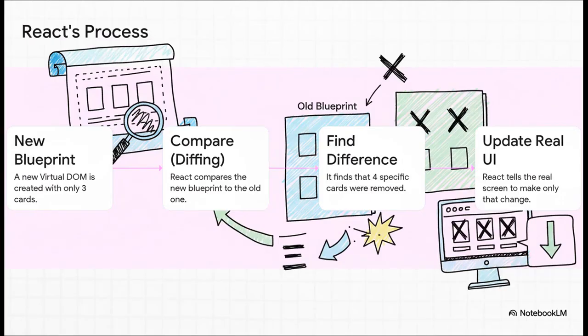So here's the secret process laid bare. First, React basically plays a game of spot the difference with its 2 blueprints. This process is actually called diffing, and in our case, it finds the one and only difference. 4 specific cards that were in the old blueprint are now missing from the new one. And this is the key. React now knows the absolute minimum change needed. Only then does it go to the real screen and give it one single simple command. Hey, get rid of these 4 cards.